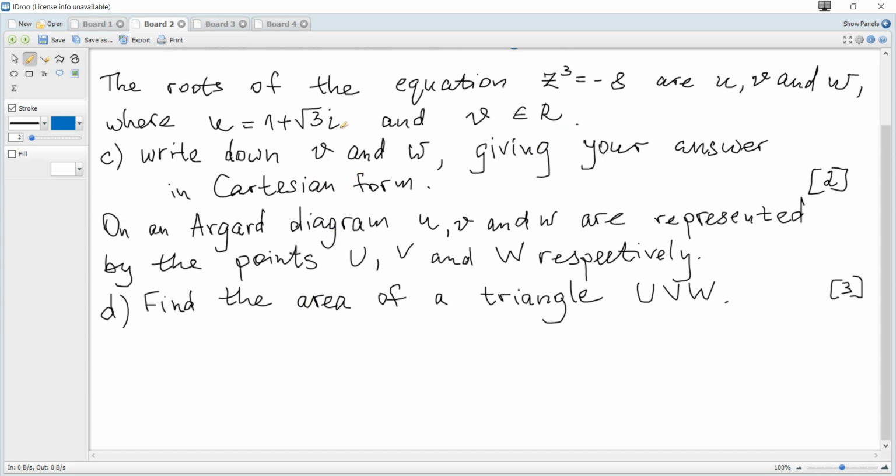What is a complex conjugate? We just replace every i by -i. So the next root, w, is 1 minus root 3 i, and since v is real, it's quite clear that -2 is the root, because -2 cubed is -8, so v is -2.